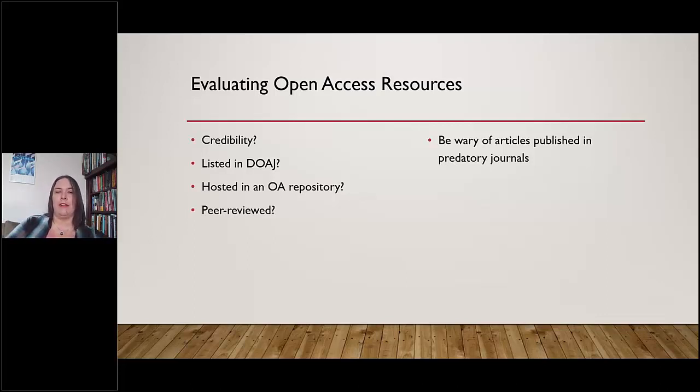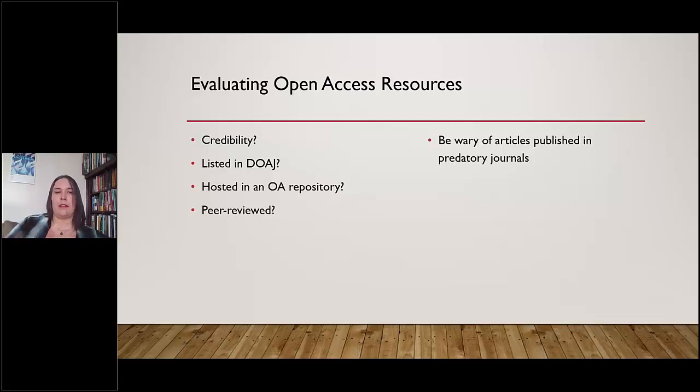And these are things to be wary of. Another thing to be wary of, and I'll talk about it a little bit more at the end of the session, but there are things called predatory journals, which make an effort to look like real journals, but they will publish basically anything for money. And you want to make sure that the article you're looking at isn't published in one of these, because you can't speak to the quality of the resource there, and you can't speak to whether or not it's been peer-reviewed.